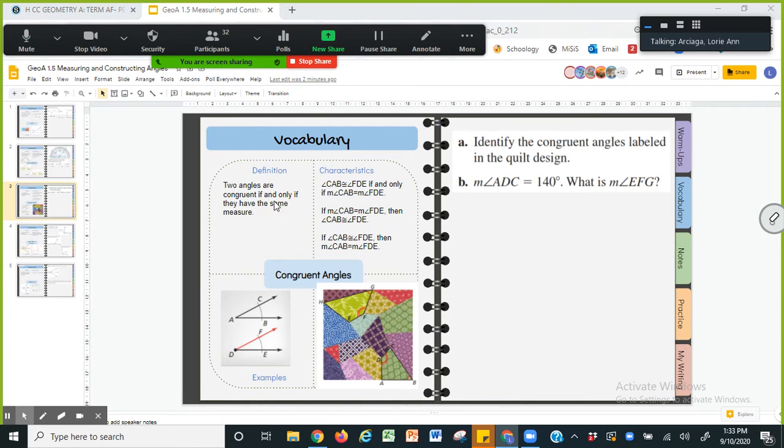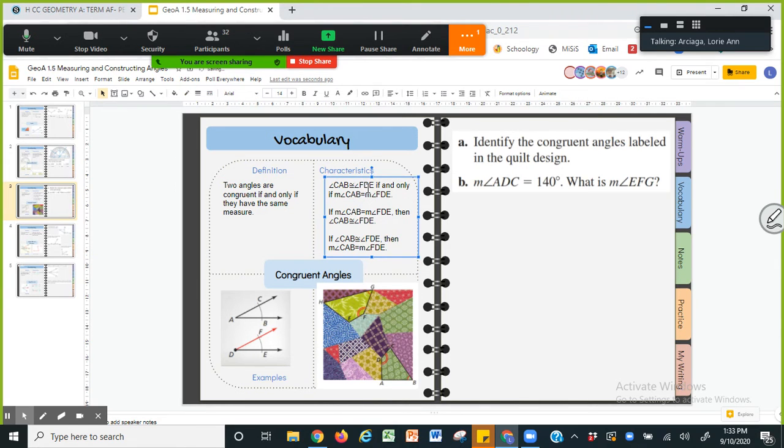Cool. So now you have to answer these two questions for me based on this quilt right here at the bottom. Identify the congruent angles labeled in the quilt design. So that's letter A. Identify the congruent angles labeled in the quilt design. And make sure on your notebook you type it up correctly. You can copy and paste the symbols from here if you want to.